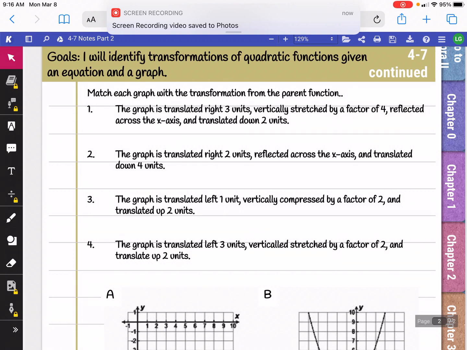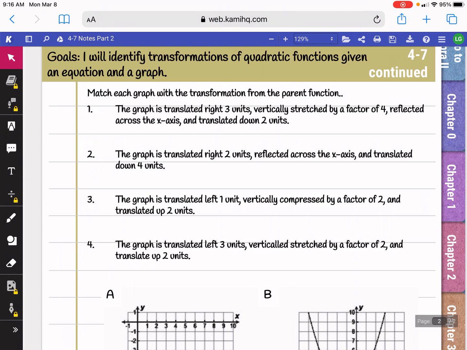This next video, we're going to be continuing with transformations, but this time we're going to be analyzing graphs and trying to match graphs to a transformation. I'm also going to throw in there some practice with writing equations given the transformations as well. So we look at number 1.